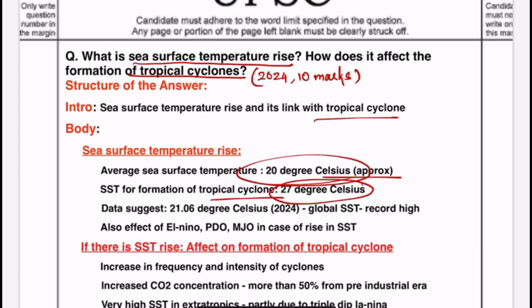In 2024, it touched a record high, that is, it reached 21.06 degrees Celsius if we talk about the global sea surface temperature. This was because of multiple reasons, that is, increased concentration of CO2 and also the impact of multiple phenomena like El Nino, Pacific Decadal Oscillation, and Madden-Julian Oscillation in different parts of the globe, that is, in different latitudes of the globe.